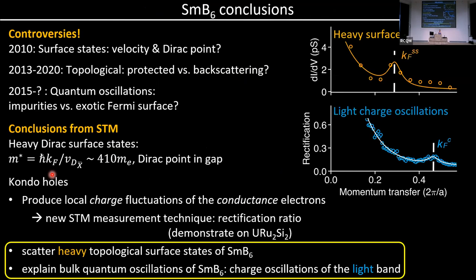Questions from the audience? Yeah. So for the last thing that you said, if all these oscillations are coming from Kondo holes, then shouldn't one expect that in some probe like NMR you'll see the effect of big disorder in the system?